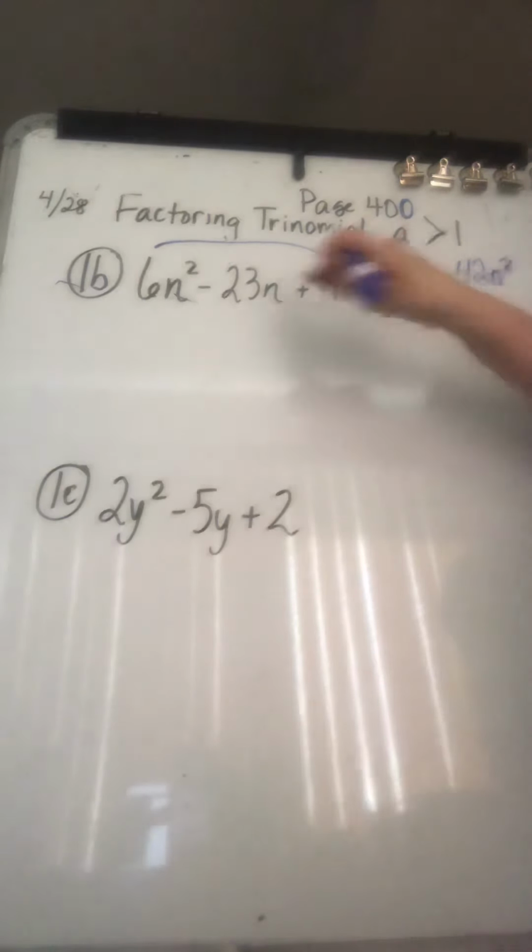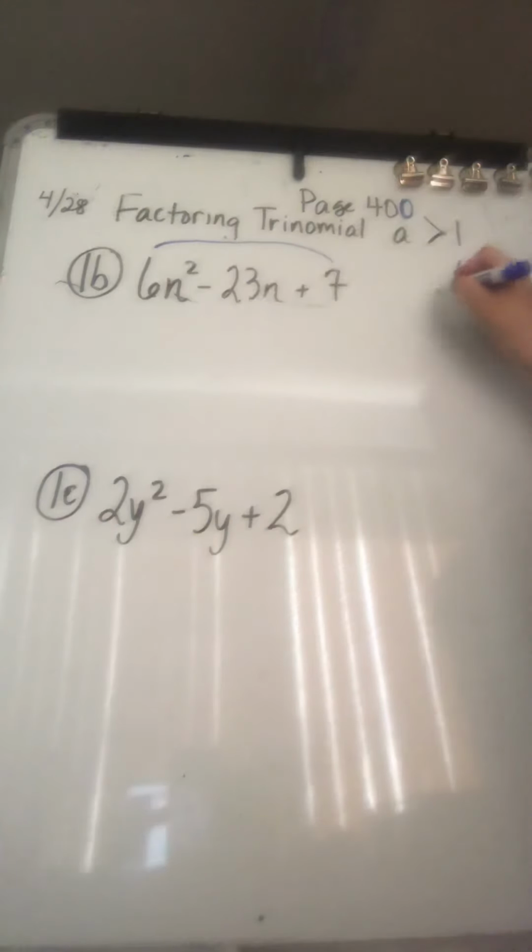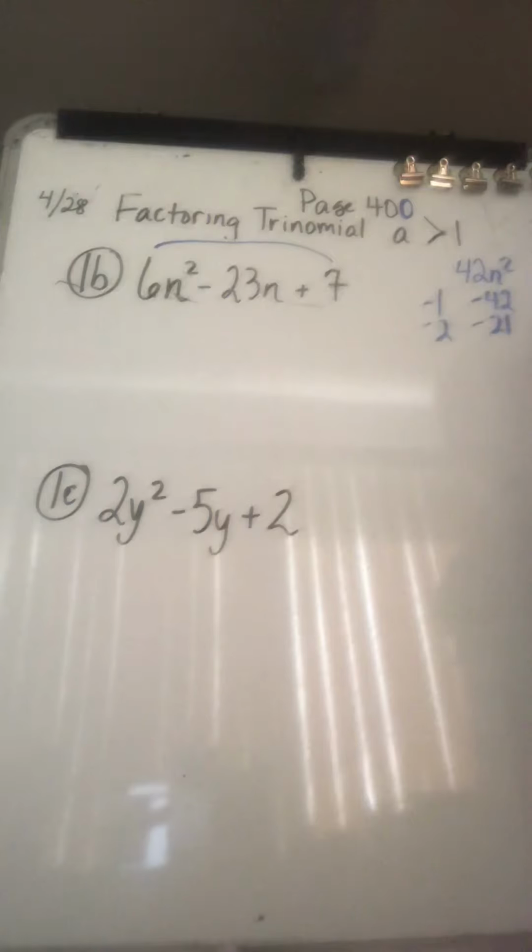And it's a positive. But I need a negative here, so that lets me know I need two negatives. So I have -1 and -42. That gives me -43. That's not going to work. I have -2 and -21, which is -23. And voila, I found it.